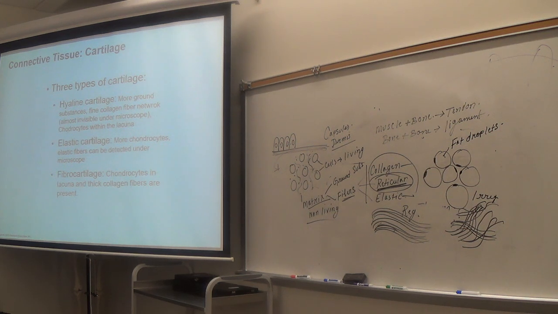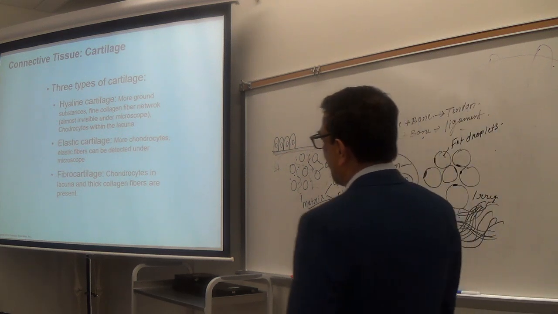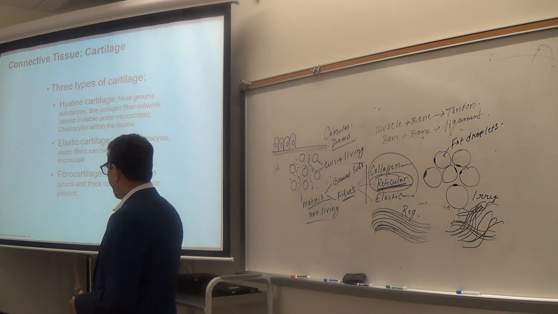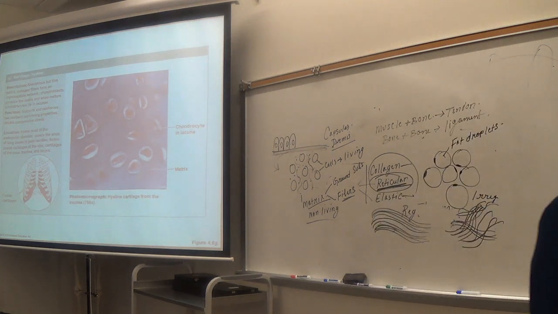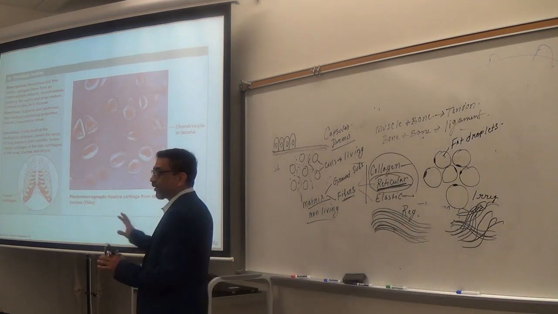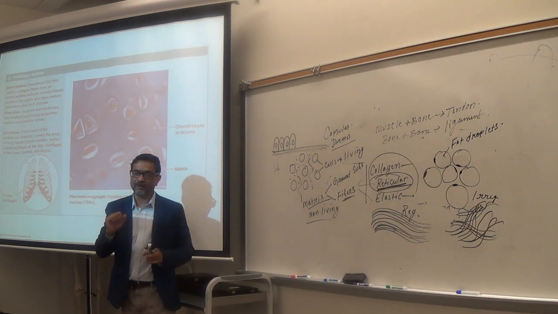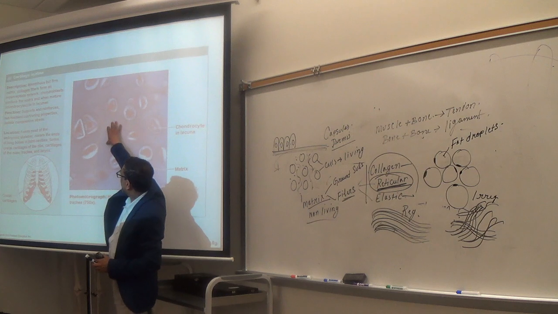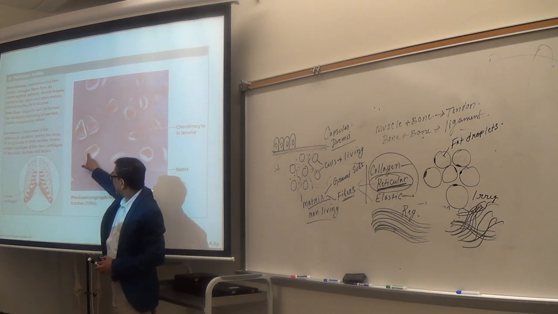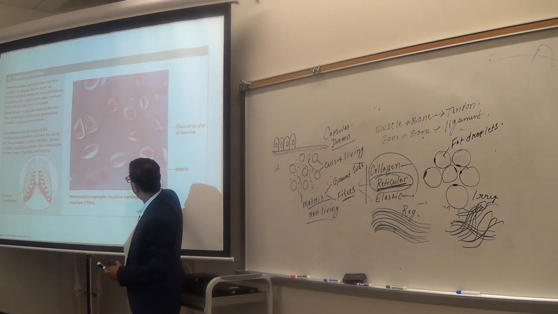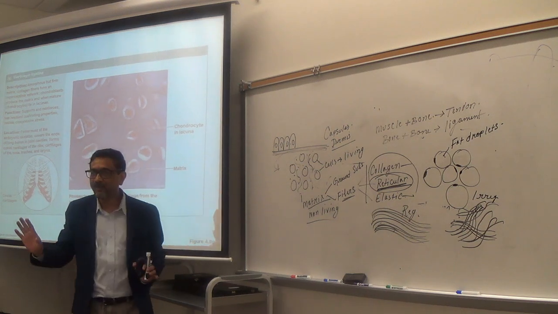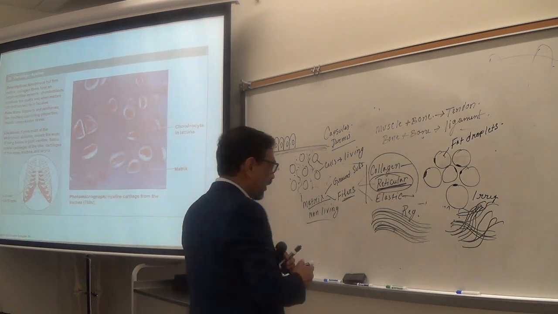Three types of cartilages you already know from the classification. Most common type is hyaline, and then elastic and fibrocartilage. Let's see how they look. This is hyaline cartilage. Hyaline cartilage is easy to identify under the microscope. Why? You see here, the cells are located inside lacunae. These are tiny cavities called lacunae. Okay? And the cells are located inside the lacunae.